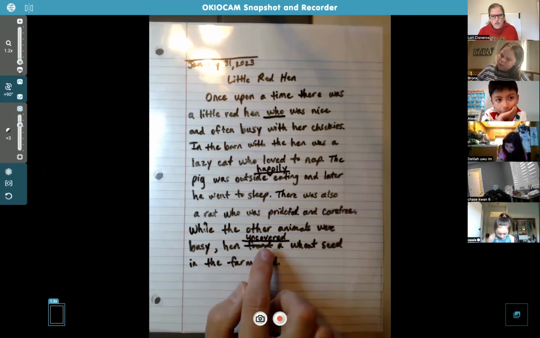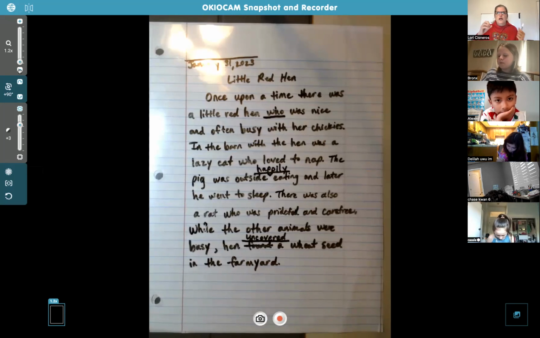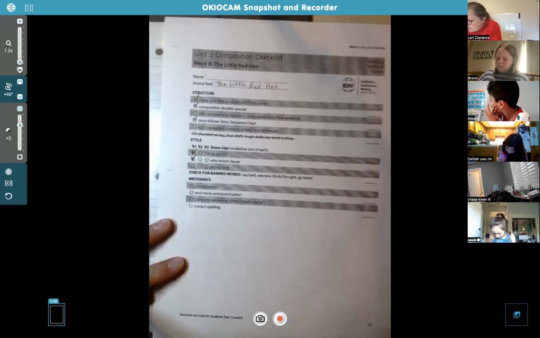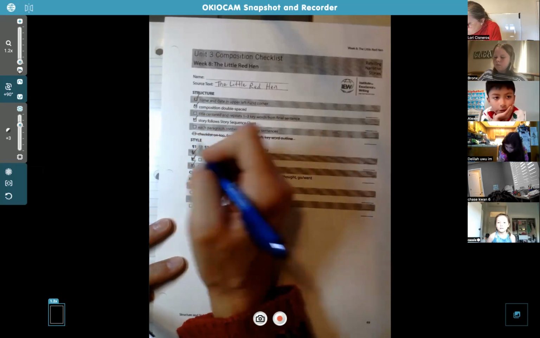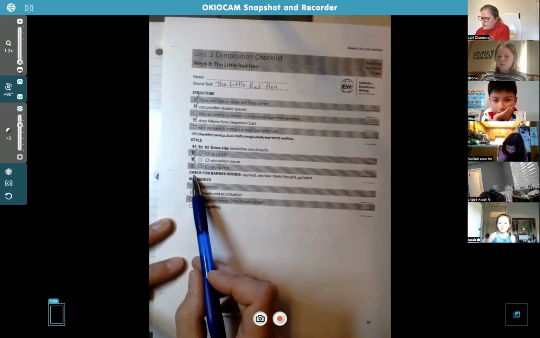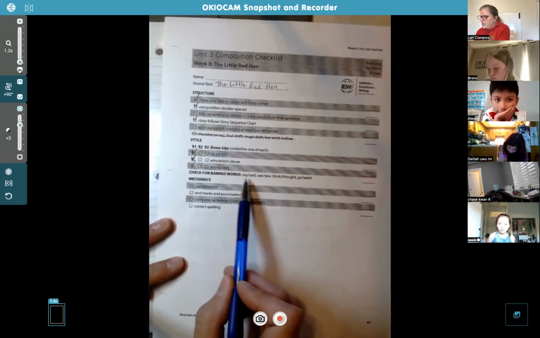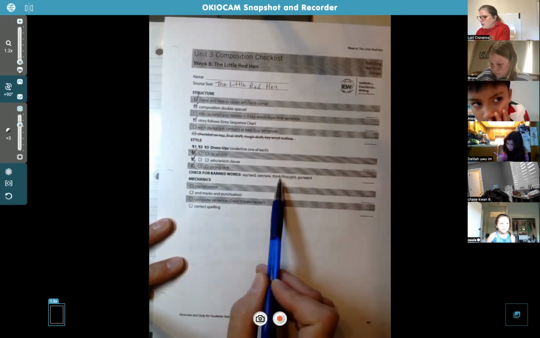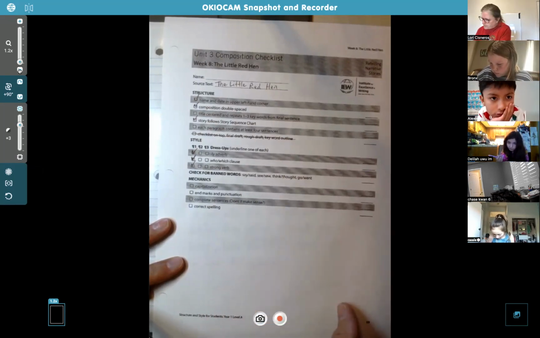Okay, that's a good strong verb. So a strong verb tells the reader a little bit more of the visual, an image of what's happening in the story. So, all right, I got my strong verb. I'm going to put a check mark. Now the rest of them, it says right here, check for banned words. Say, said, see, saw, think, thought, go, went.